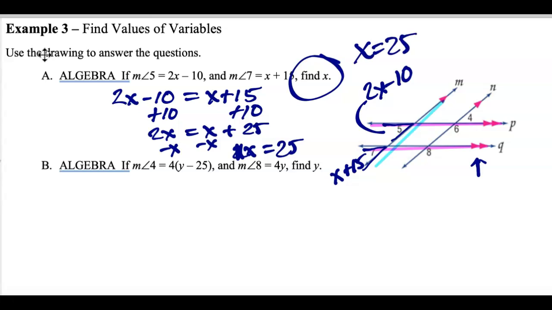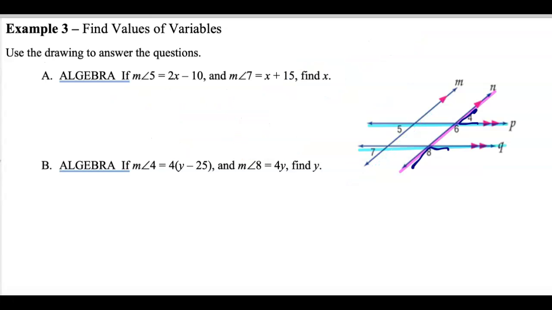Okay, in the next example, I'm just going to press pause and erase. In this example, identify your parallel lines and your transversal, and notice that if my parallel lines are the blue ones, this would be interior and this would be exterior. So the relationship between 4 and 8 is same side exterior. That means those two angles together are going to make 180 degrees.